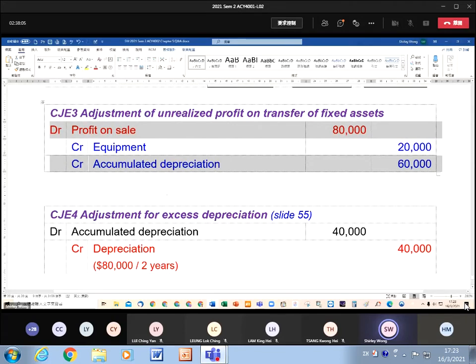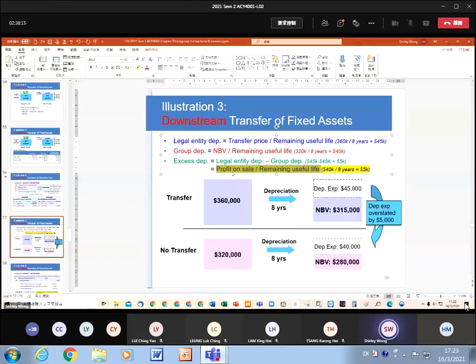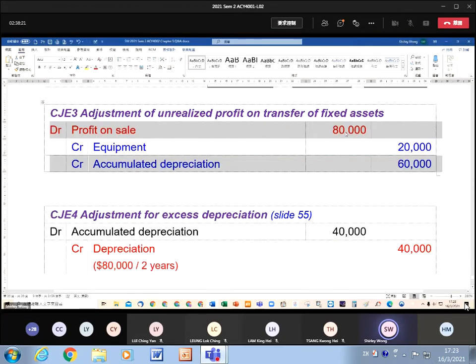You need to think about the original entry and then do some elimination. For the adjustment of the excess depreciation, it is simple: it should be the profit on sales divided by the remaining useful life. The profit on sales, according to the question, is 80,000, divided by the remaining years, that is 2 years. So finally, CJE4 will be debit accumulated depreciation and then credit depreciation.